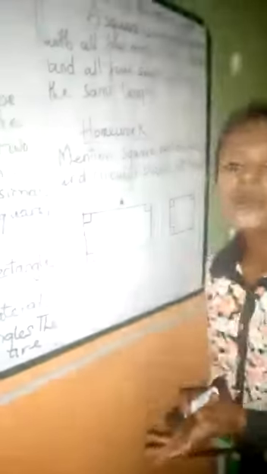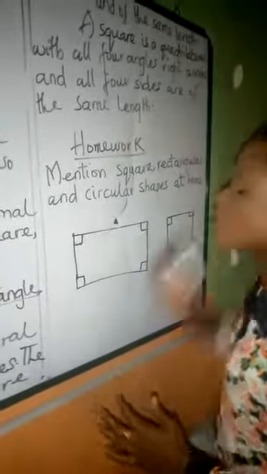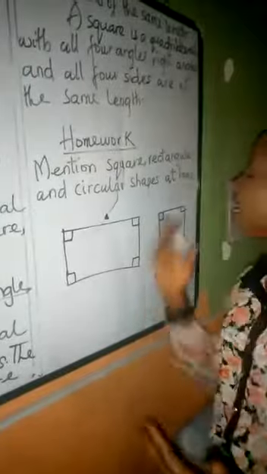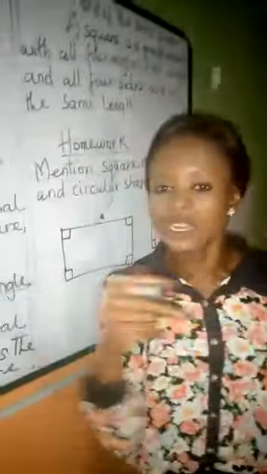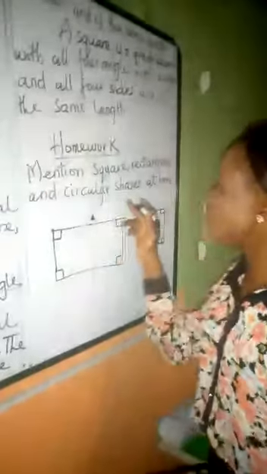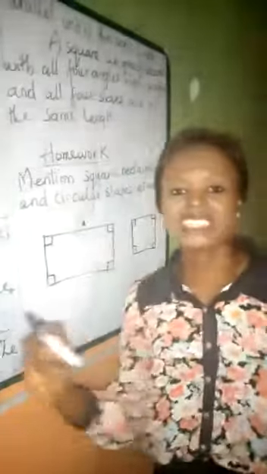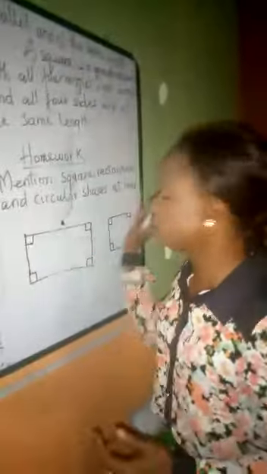Your homework is stated this way. You mention a square shape, a rectangular shape, and a circular shape among the objects at home. You look around and check those objects. For any object you find, you write its name and the shape of that particular object. Is that understood? That's very good.